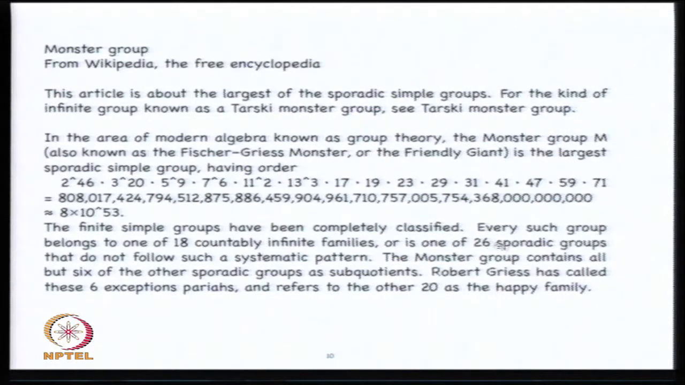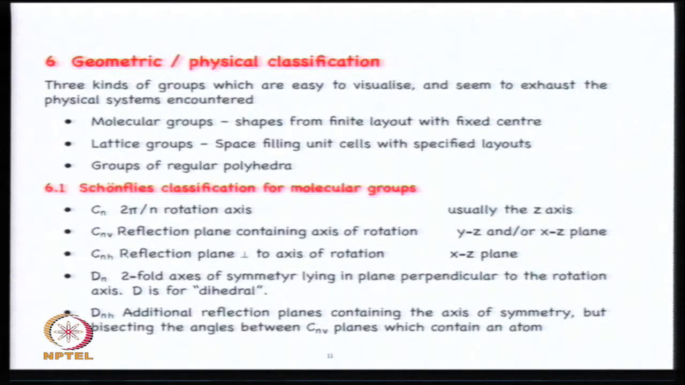finite simple groups have been completely classified. Each such group belongs to one of the 18 countable infinite families, or one of the 26 sporadic groups that do not follow such a systematic pattern. The monster group contains all but 6 of the sporadic groups as subquotients. Robert Griess has called these 6 exceptions pariahs and refers to the other 20 as the happy family. Okay. So this is the status of group theory at present. It is quite good to see that this exists.